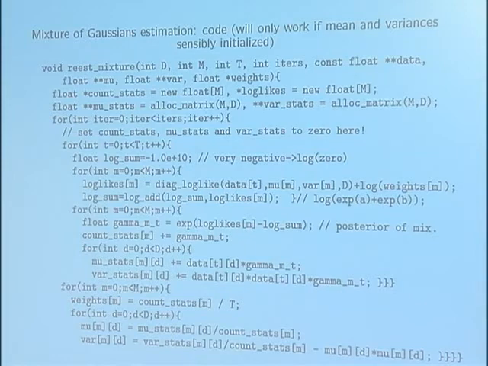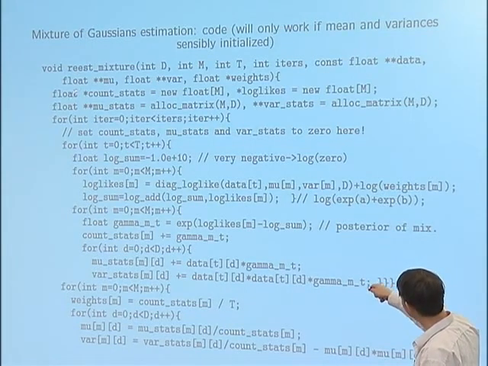Okay, so let's forget about this proof for now. I think it's a little bit hard to understand in such a short space of time. This is the code for how you would reestimate a mixture of Gaussians. This isn't very complete code because we haven't properly initialized the means and the variances. This is a diagonal case, by the way, assuming the variances are diagonal.